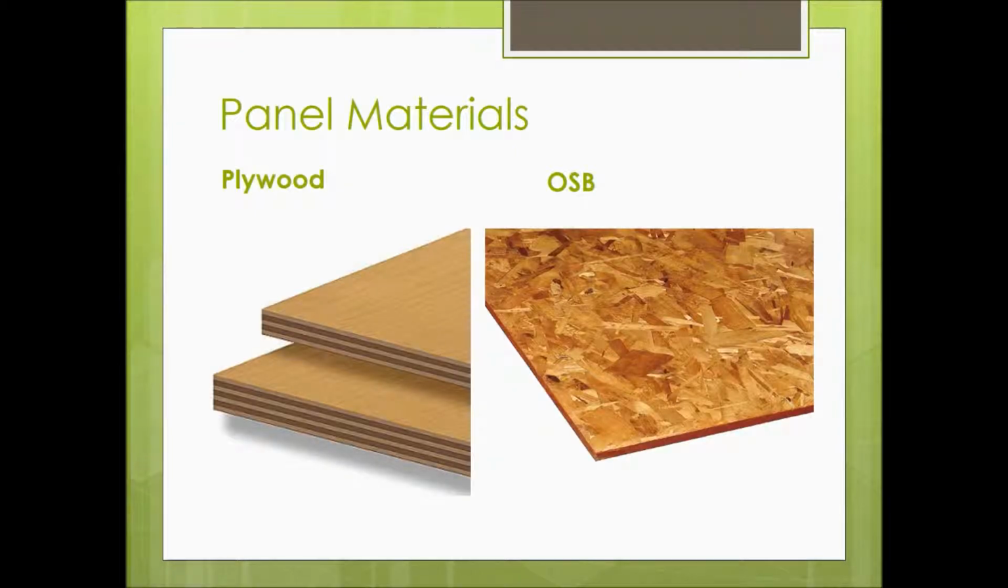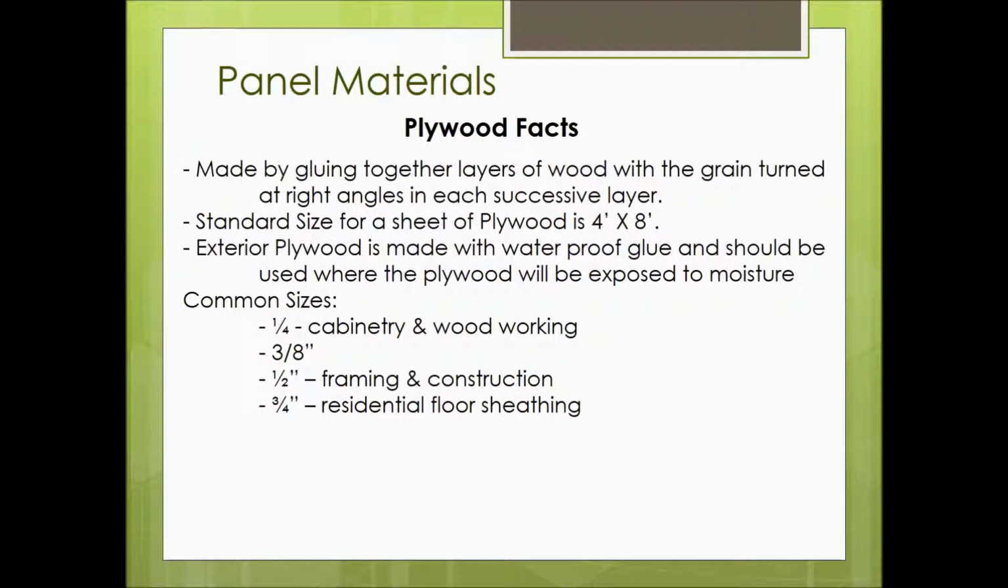The actual name of it is OSB. And the other type is called plywood. Plywood is made out of different plies. So you can see here the plies on these two boards. Plywood's made by gluing together layers of wood, the grains turned at right angles to each other in each successive layer. That's what makes it strong.